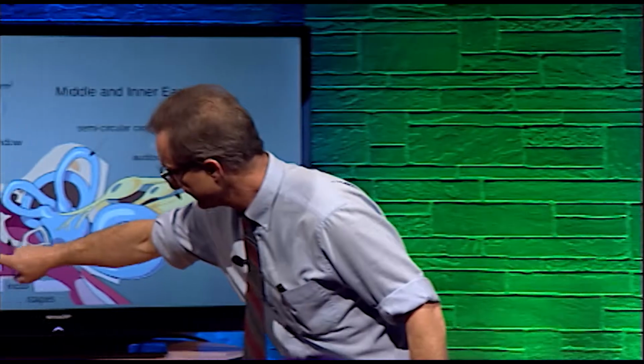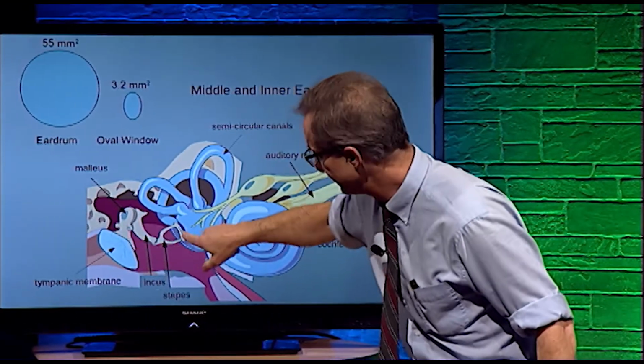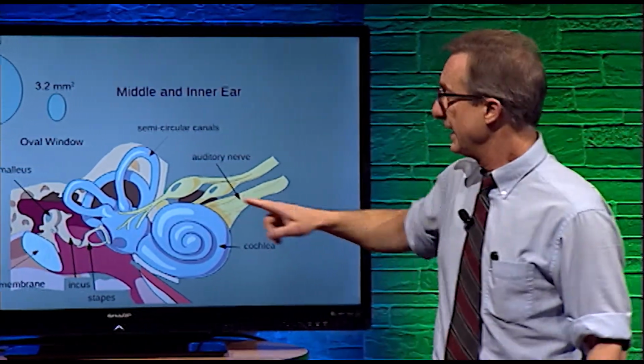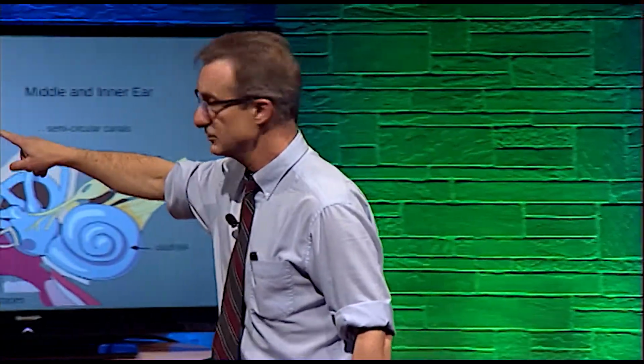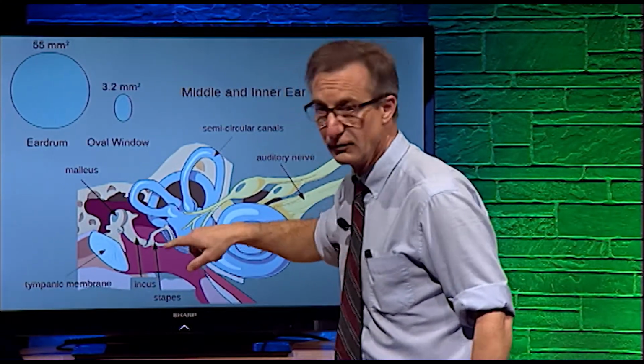Because a force applied to a body is met by an equal and opposite force, the force that's applied to that first bone is the same as the force that's applied at the window. However, the area of the tympanic membrane is about 55 square millimeters compared with about 3.2 square millimeters for the oval window.